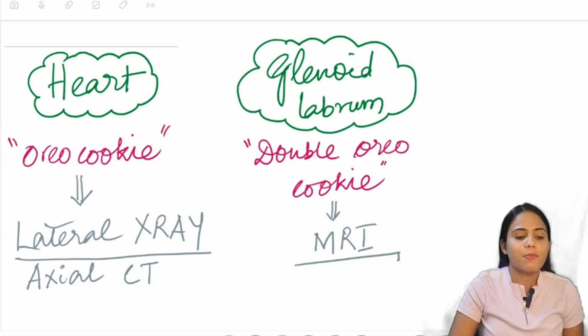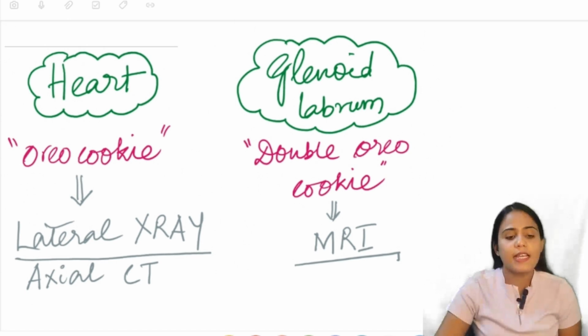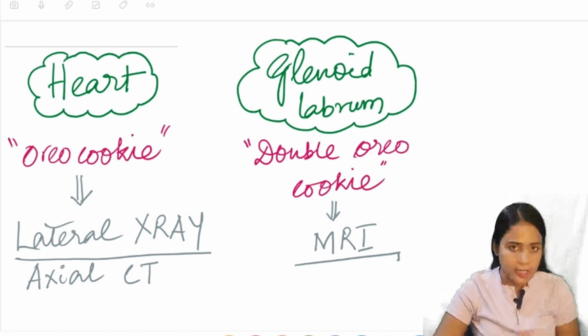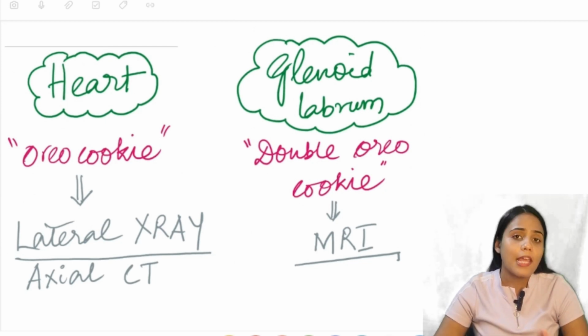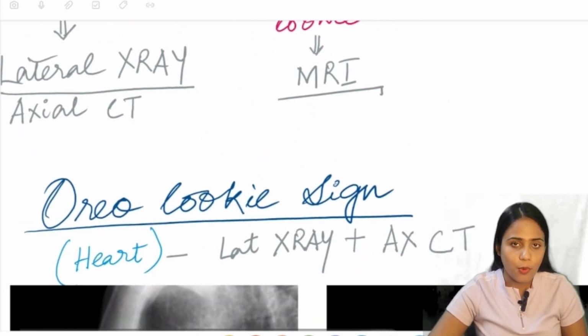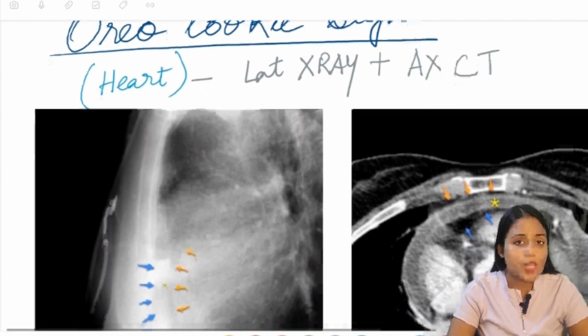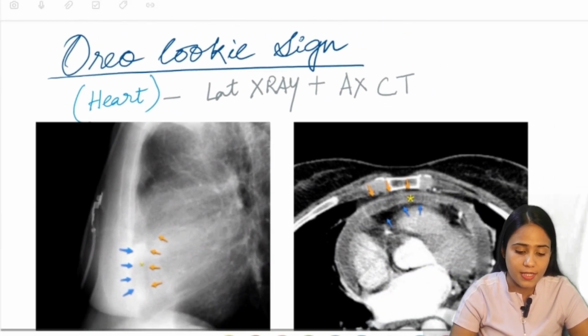So two Oreo cookies have been described. Number one is in respect to the heart, which is the Oreo cookie sign, which we see in a lateral X-ray or an axial CT. And number two is in respect to the glenoid labrum, which is an MRI finding, and the name here is a double Oreo cookie sign. Let's find out more. Let's talk about the Oreo cookie sign that we see in the heart in the lateral chest X-ray and the axial CT.